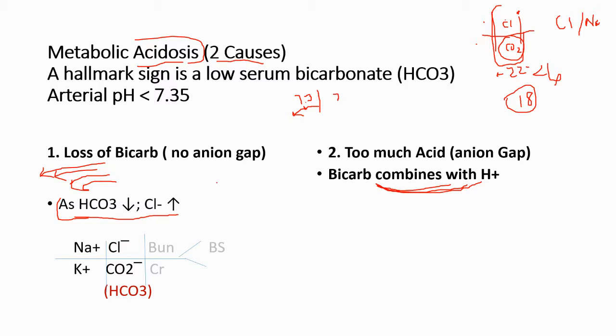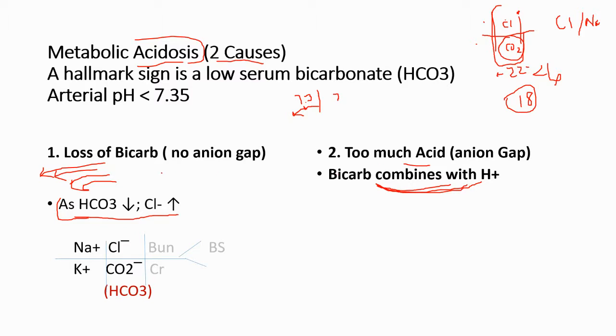And how we figure that out is we have a formula for anion gap. And we determine that, which I'm going to talk about next, if there's an anion gap, that single-handedly indicates that somebody has a metabolic acidosis because there's too much acid in the body. We need to talk about reasons why, and that's coming up.